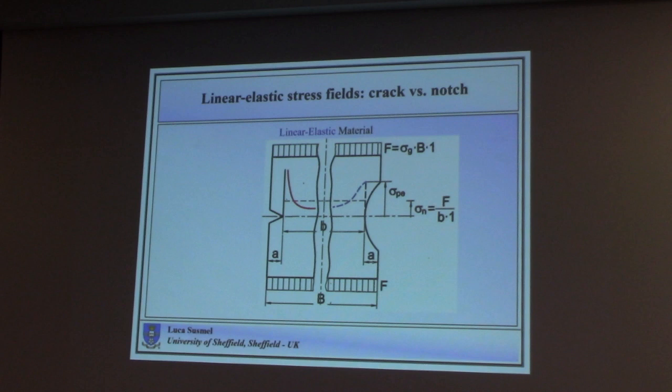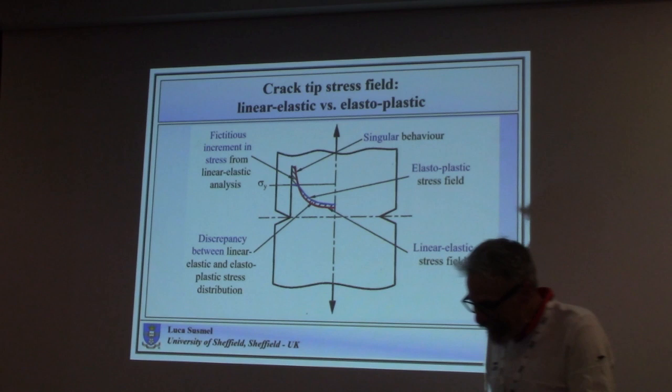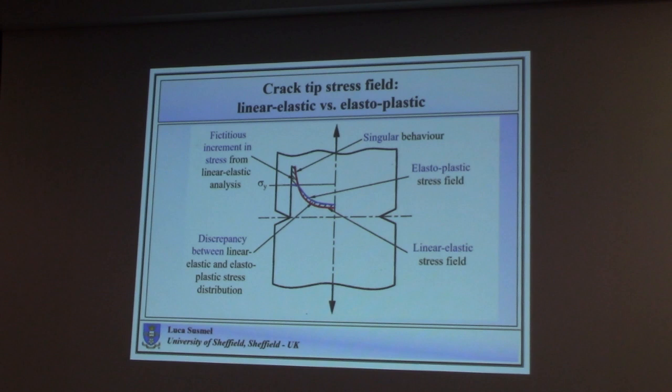Okay, so this is the problem we have, this is Griffith's problem, and so we know that it goes to infinity there, and we know that in the end, real materials, in any case, even if we assume that they are linear elastic, they are not. And why can we still use fracture mechanics? Why can in any case assume that our material is linear elastic, and in any case we can still perform a decent design no matter the field?